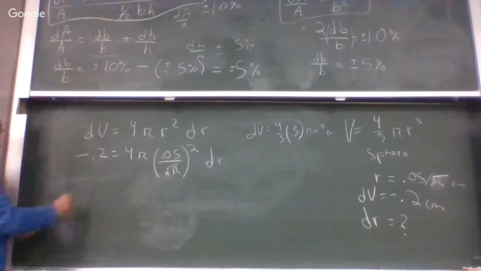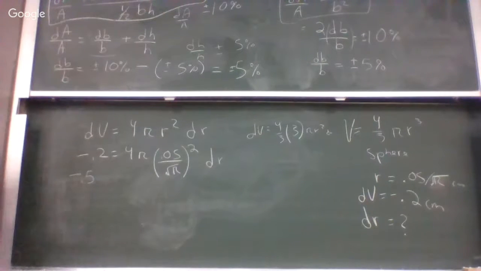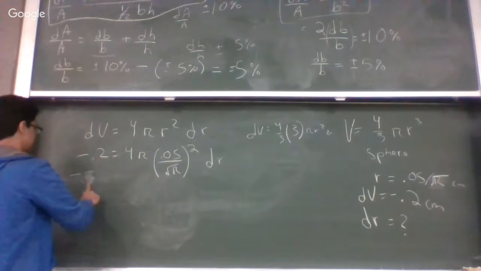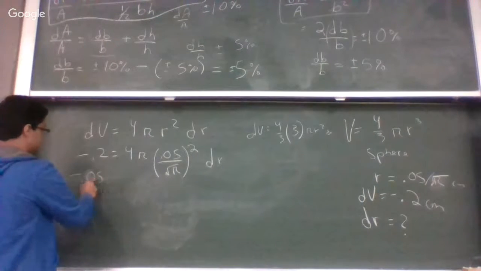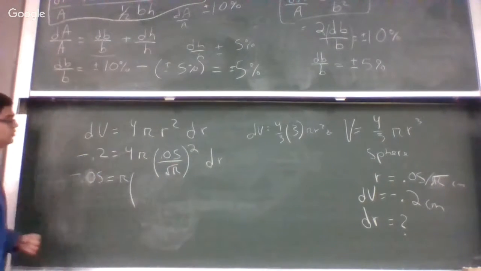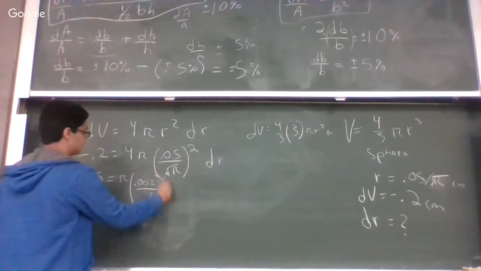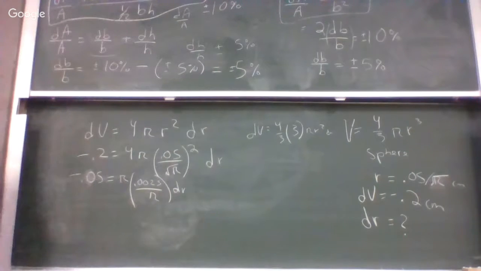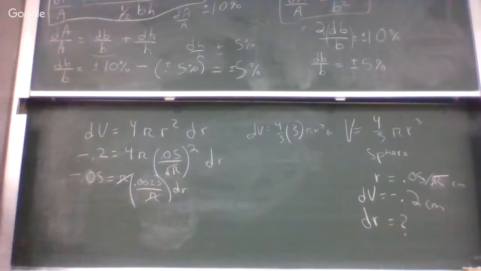Okay? So it turns out to be negative 0.05. 0.2 divided by 4, is it 0.05? Yeah. Negative 0.05 equals pi times, what's 0.05 squared? 0.0025 over pi dr. Okay? The pi is going to cancel out. That's why I made it square root of pi.